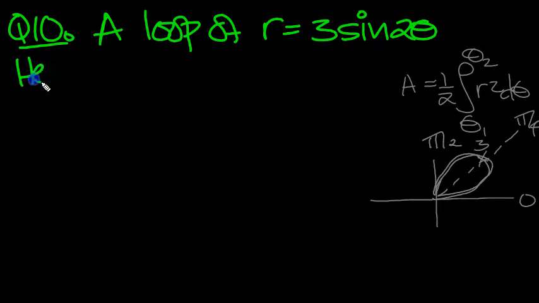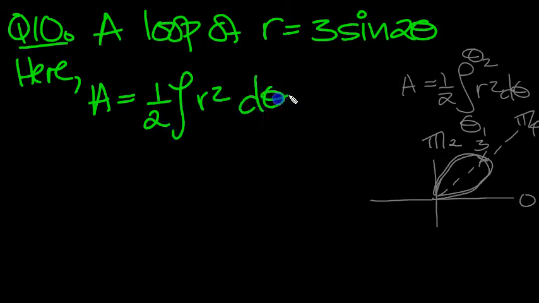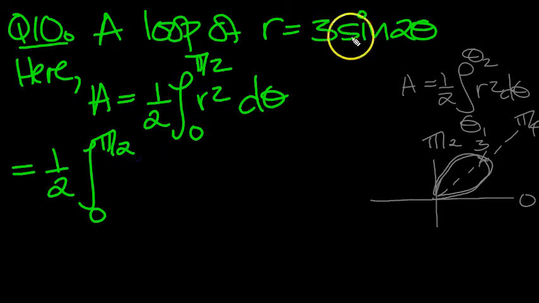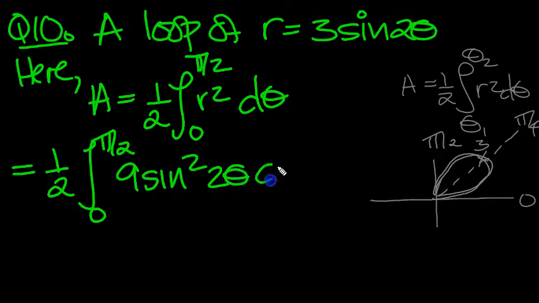So here, the area in question of a loop is equal to a half the integral of r squared d theta between 0 and pi over 2. So let's put the values in. We could do 0 to pi over 4 if we wished, and just do double. Oh, it doesn't matter, this is fine. So it's 0 to pi over 2, and r squared will be 9 sine squared 2 theta.